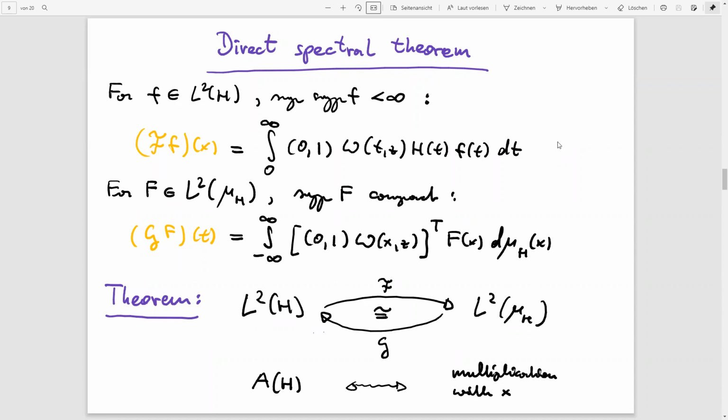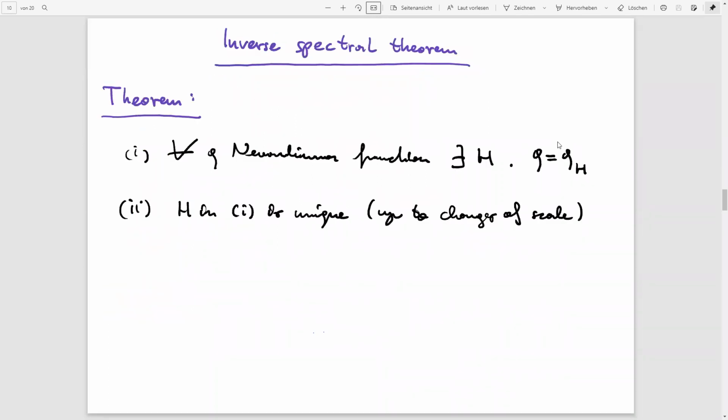Now we also have an inverse spectral theorem, which is a very important point. Recall the procedure to get the direct theorem. We started with our Hamiltonian, then we constructed those Weyl disks and so on, then we got the function, the Weyl coefficient, which is a Nevanlinna function. And from this Nevanlinna function, we get the spectral measure and so on. Now conversely, if we start with a Nevanlinna function, we can find the Hamiltonian such that this given Nevanlinna function is the Weyl coefficient.